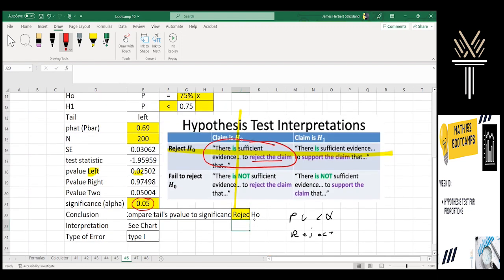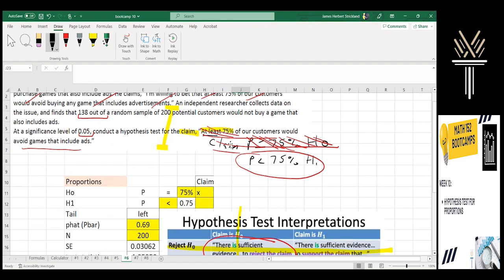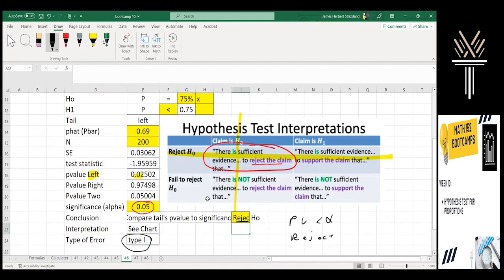Now, if it turned out that somebody went and found the population of gamers and found out the real answer, and it turns out we rejected by mistake, how would you classify that rejection? We'd call it a type 1. In other words, we said that we rejected the claim that at least 75% would avoid game ads, but it turns out that's true. We should not have rejected it if you made a type 1 mistake.